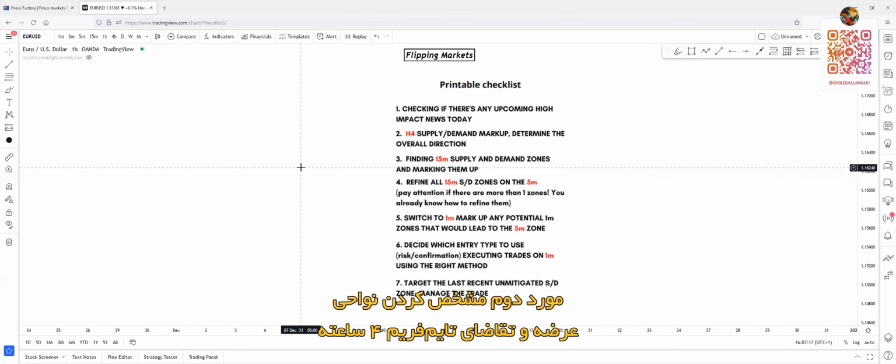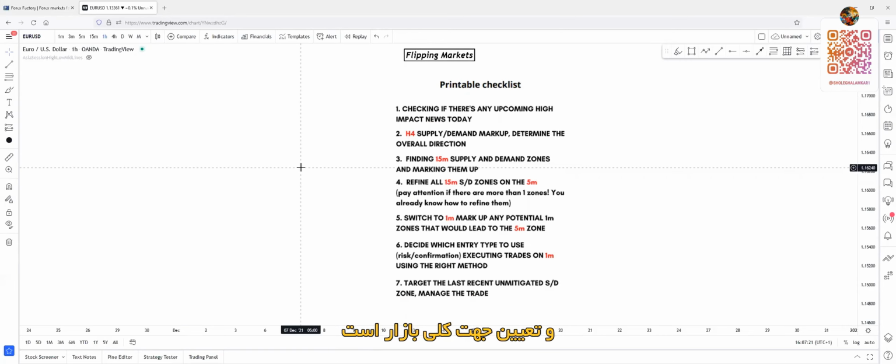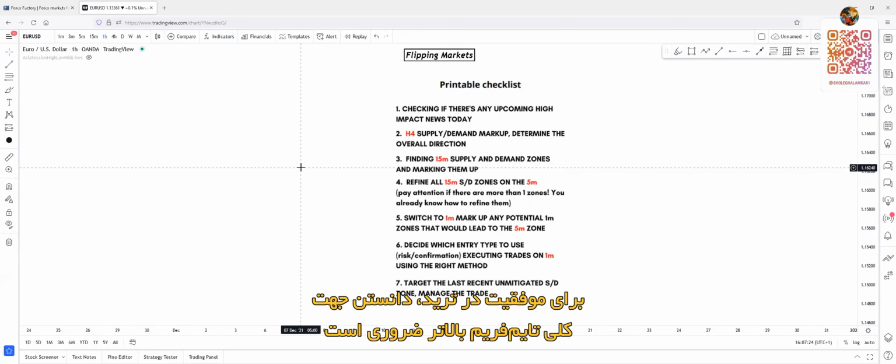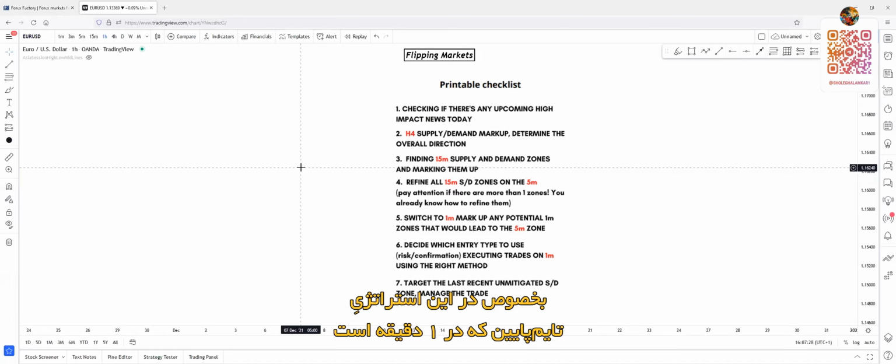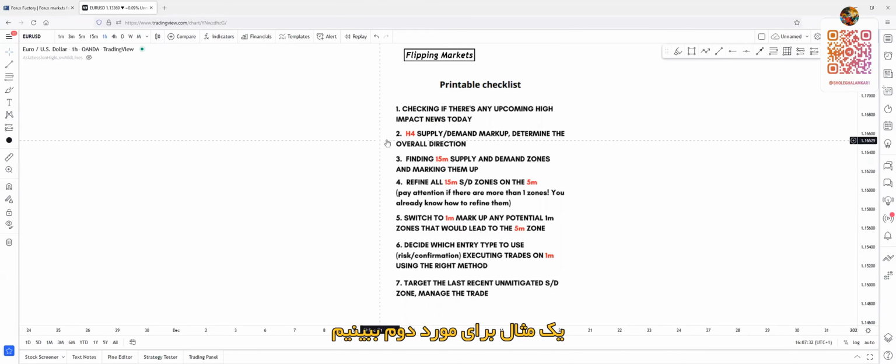The second point is the 4-hour supply and demand markup and determining the overall market direction. Knowing the higher time frame direction is necessary if you want to be successful in trading, especially in this 1 minute lower time frame strategy. Okay, so let's see a whole example for this second point.